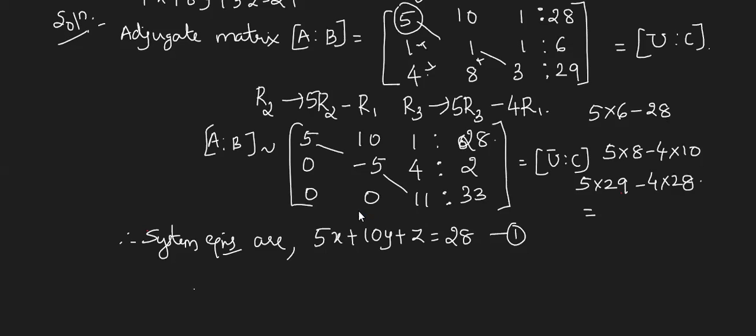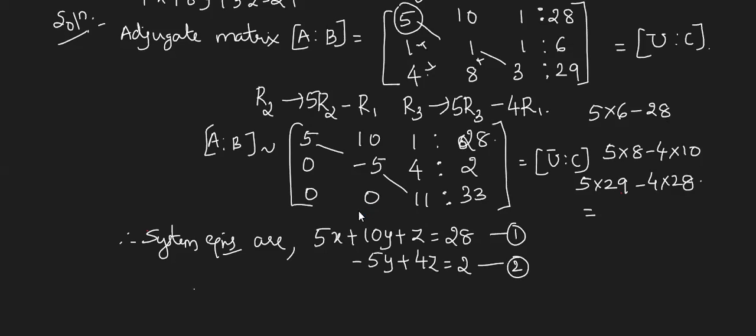Next, there is no x term, right? Because the coefficient of x is 0 here, leave it. So this should be the coefficient of y only. Don't change it. Minus 5y plus 4z equal to 2. Very good. Take it as equation 2.